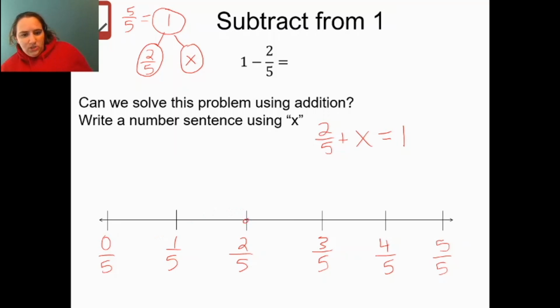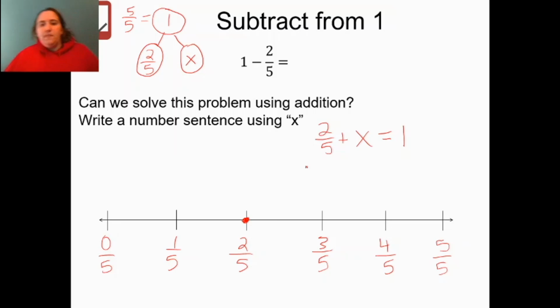So if we're at 2/5, what can we do to get to 1 whole? Well, as you know, the reason why we do these addition problems to solve subtraction is because they are the inverses of each other. Just like sometimes we do multiplication to do division, and we sometimes use division to help us think about multiplication because they're inverses. We do the same thing with addition and subtraction.